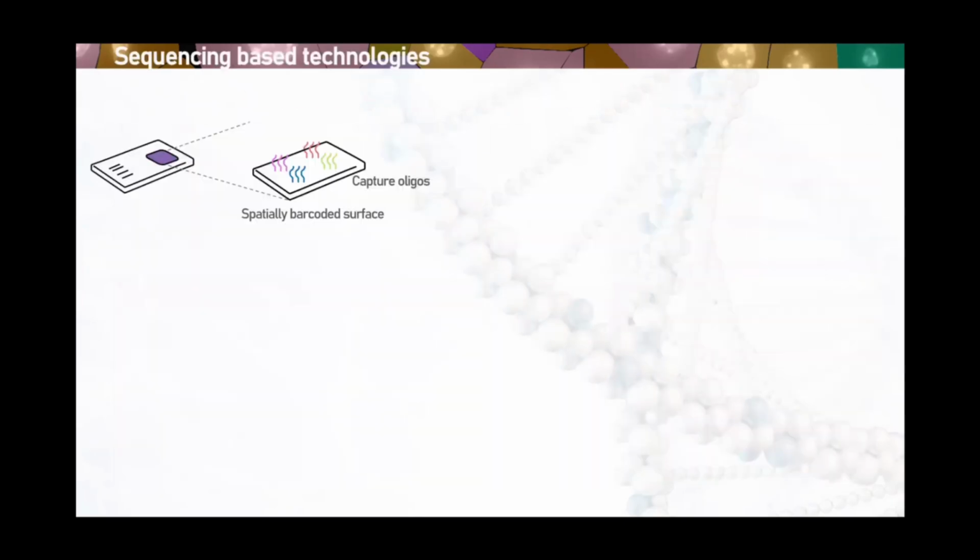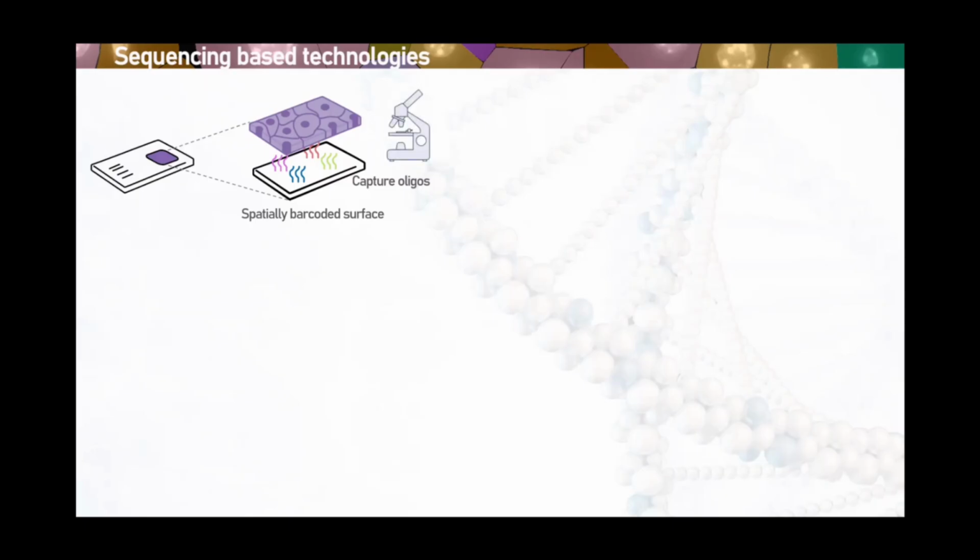The general concept of sequencing-based technologies is that we have a barcoded surface. So we have a surface with different capture oligos, as we call them, and each of these capture oligos has a different barcode according to the XY location on the surface. Then we put our tissue of interest on top of these oligos on the surface, and we permeabilize the tissue.